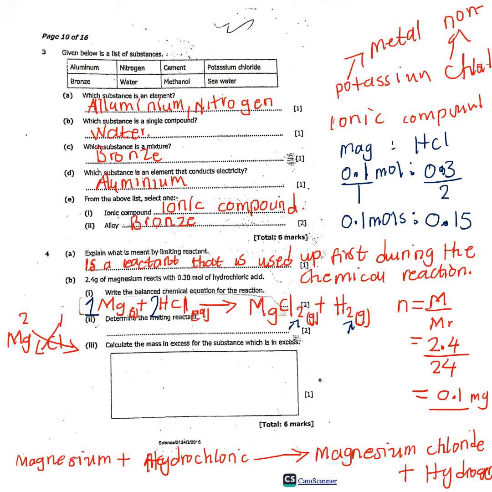0.15. So now after finding the mole ratios, after dividing the mole ratios for each reactant, we need to compare. The one with the lowest number in terms of the mole is the limiting. You can see that 0.1 is less than 0.15. Therefore, magnesium is the limiting reactant. So the answer here is magnesium.